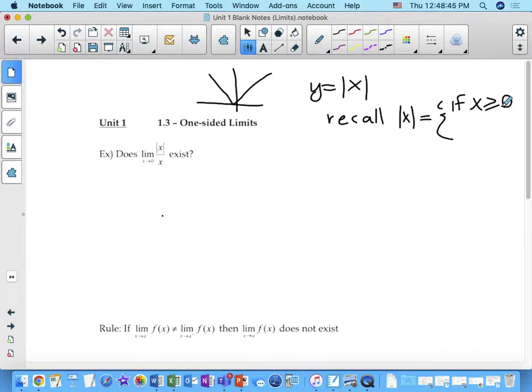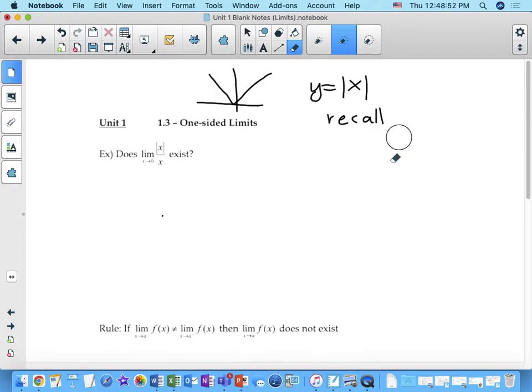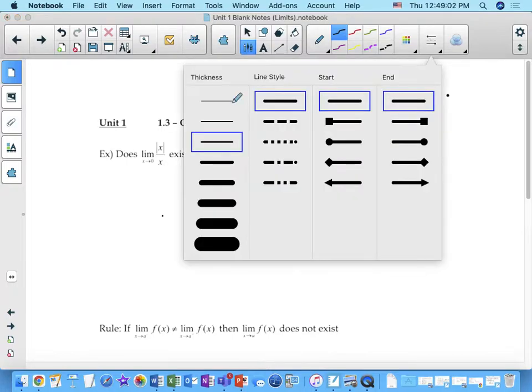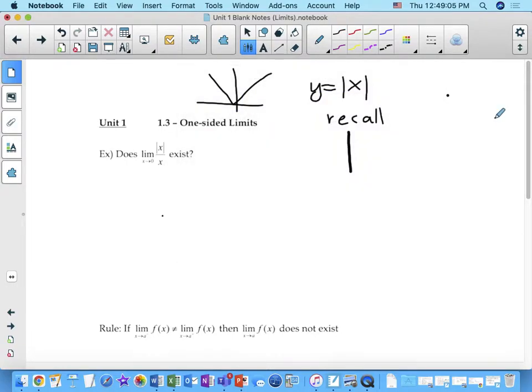I'll give myself some more room. Hopefully you guys aren't super fast writers and are not keeping up with me, and then you have to erase everything. The absolute value of x is equal to x if x is positive, and negative x if x is negative.